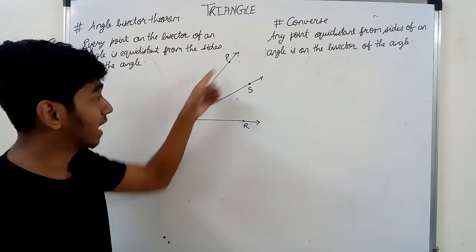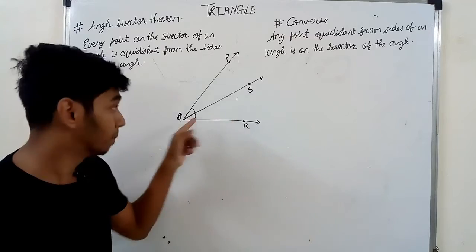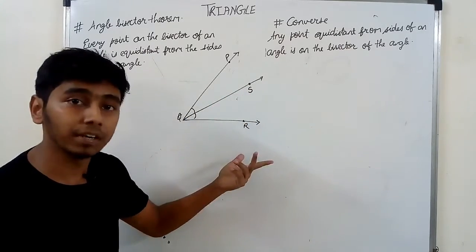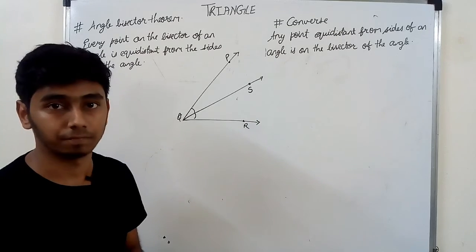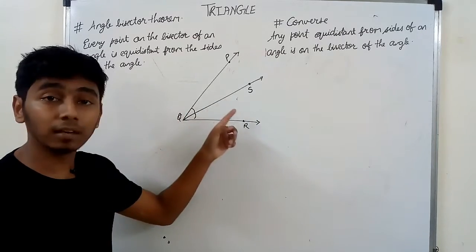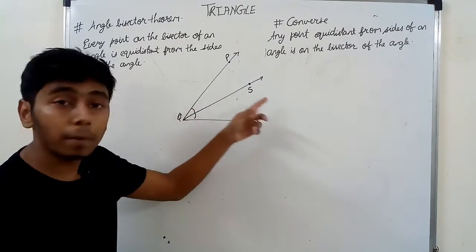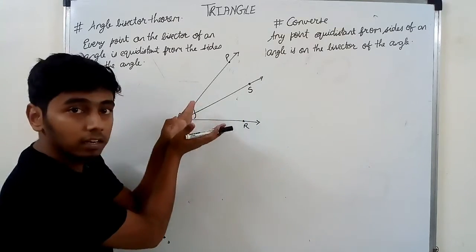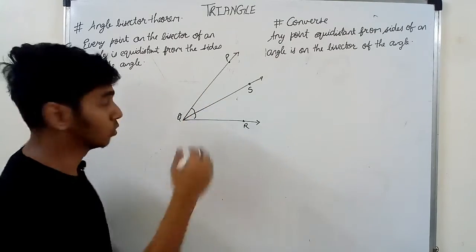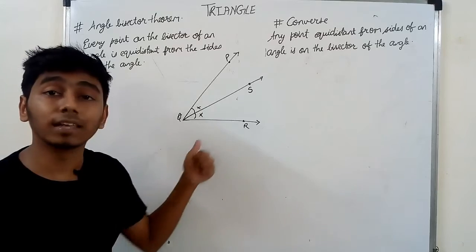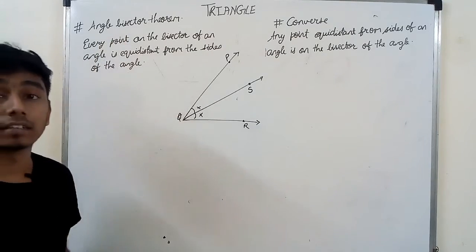So if an angle is divided into equal parts by a ray or a segment, then that ray or segment is called an angle bisector. Correct? Bisector means it is dividing into equal parts. The angle bisector is dividing this angle into equal parts. So this angle and this angle, they both are equal. So that's what an angle bisector is.